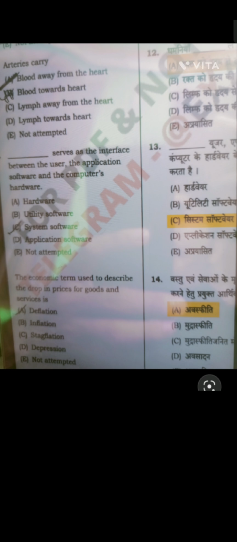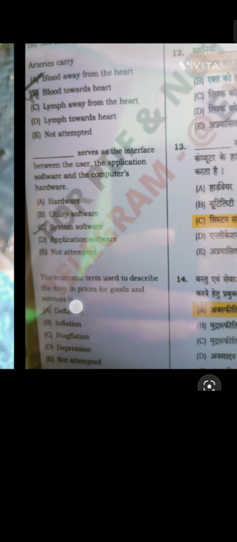System software is software that acts as an interface between the user, the application software and the computer hardware. तो कंप्यूटर हार्डवेयर और सॉफ्टवेयर के बीच में जो एक्ट एज इंटरफेस काम करता है वो है सिस्टम सॉफ्टवेयर.